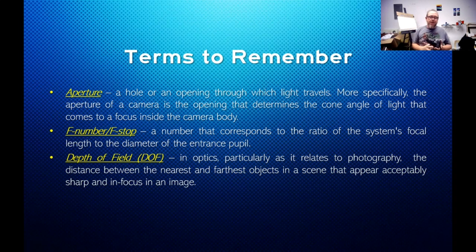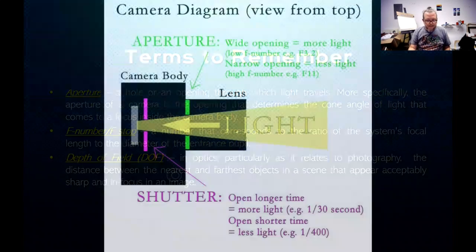Depth of field in optics, particularly as it relates to photography, is the distance between the nearest and farthest objects in a scene that appear acceptably sharp and in focus in an image. Right? Depth of field is that depth within the image where everything is in focus. Things beyond it may be out of focus. Things that are nearer may be out of focus. But there's this certain depth at which everything feels nice and acceptably in focus.